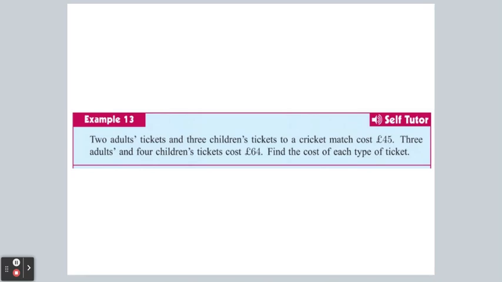Now, it is from your textbook, but I'm going to solve it in my own style. So example 13: 2 adults' tickets and 3 children's tickets to a cricket match cost £45. 3 adults' and 4 children's tickets cost £64. Find the cost of each type of ticket. I've chosen this as a relatively simple but nevertheless illustrative example of a worded problem that we need to turn into equations that we can solve.